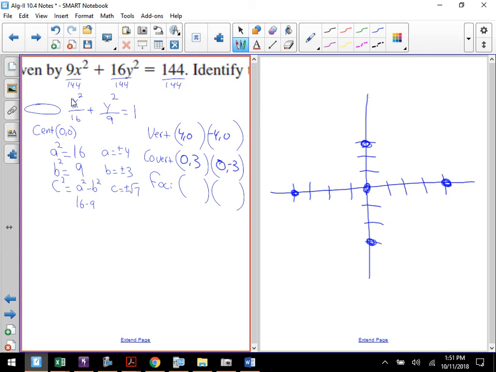The last one is the foci. C value is the square root of 7. Last time I checked, the square root of 7 was more than the square root of 4, but less than the square root of 9. Okay with that approximation? Which means it's somewhere between 3 and 2.